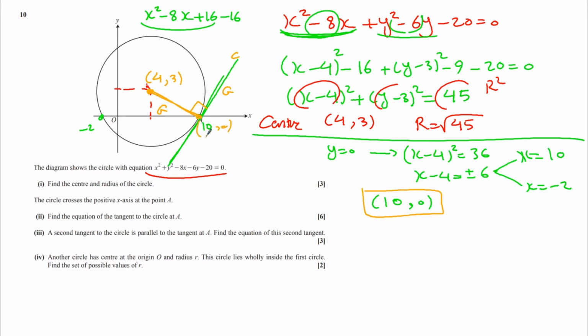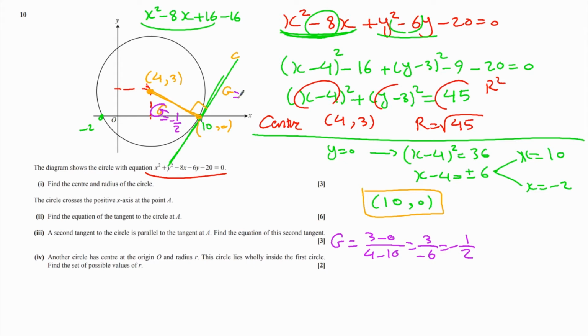The other point, the center, is (4, 3), so I can find the gradient of the radius. That gradient is delta y over delta x, which is 3 minus 0 divided by 4 minus 10. That is 3 over minus 6, which is minus 1 over 2. So the gradient of the radius is minus 1 over 2.